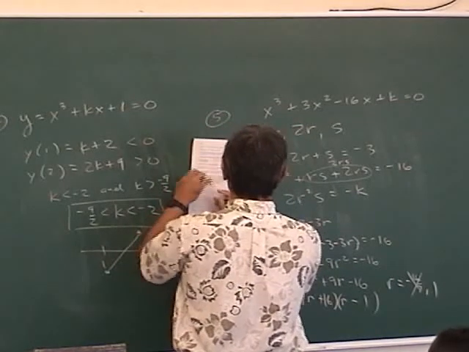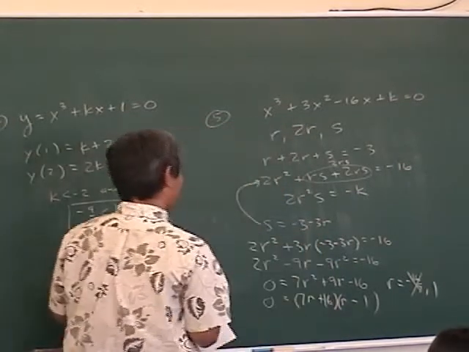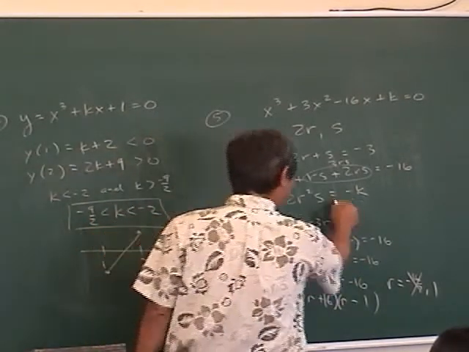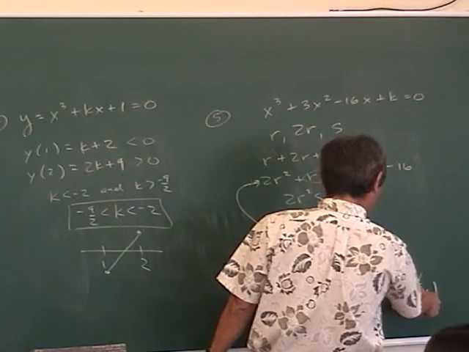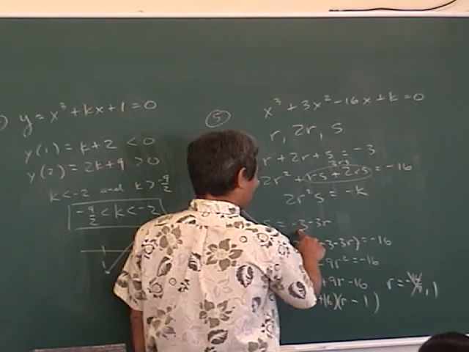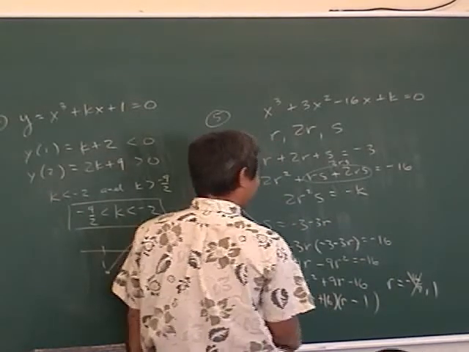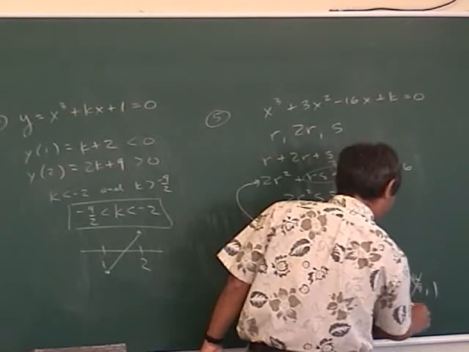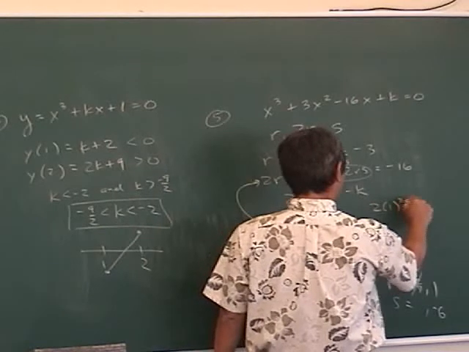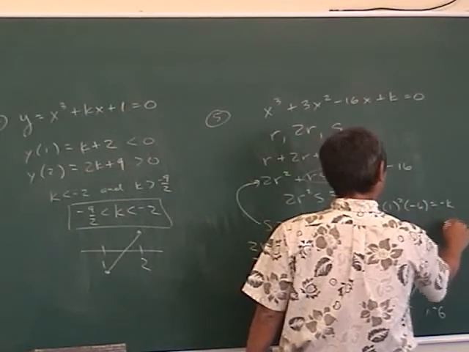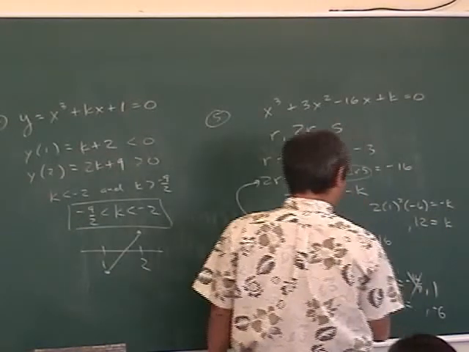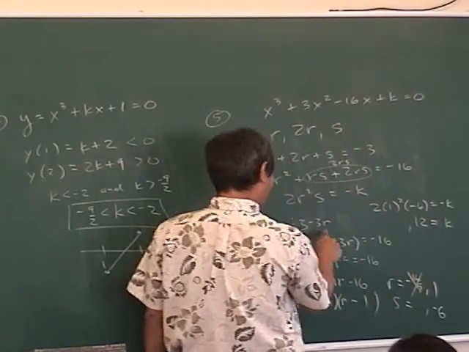So I'm going to have 2 answers then. So how do I figure out what k is? Plug it into this equation. If r is 1, how do I figure out what s is? Plug it back into this, so what is s? You gotta plug in 1. Negative 6. So r is 1, s is negative 6. So can I figure out what k is? 2 times 1 squared times negative 6 is equal to negative k. Therefore, k equals 12.